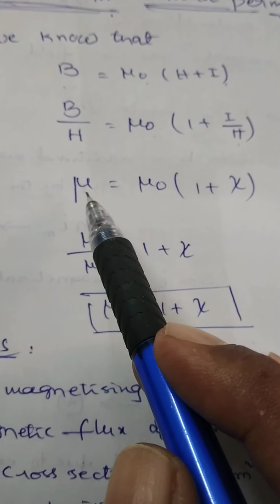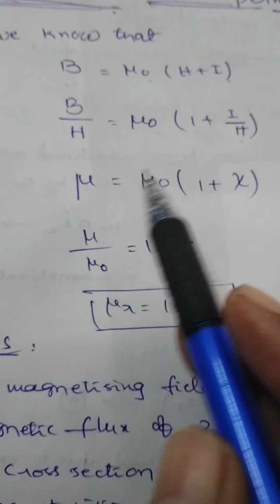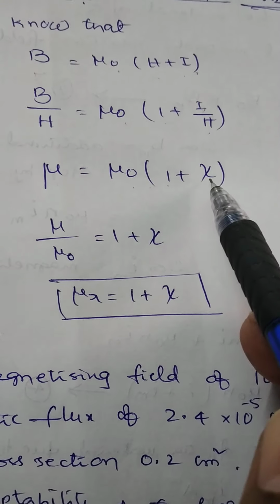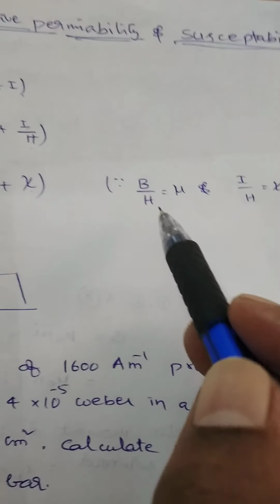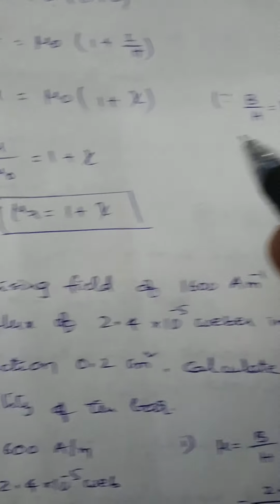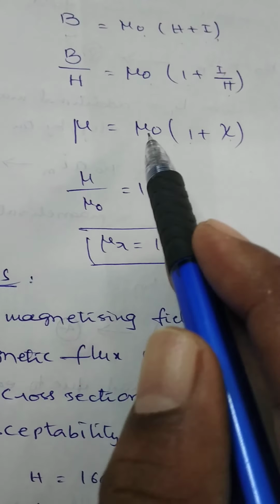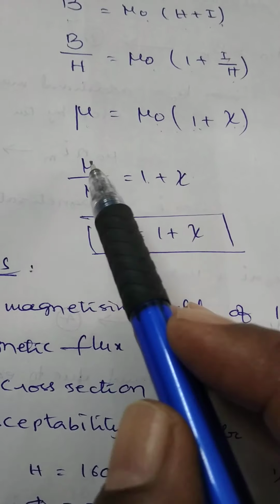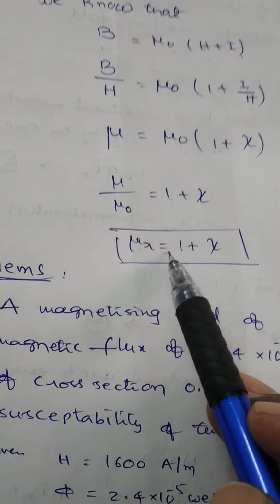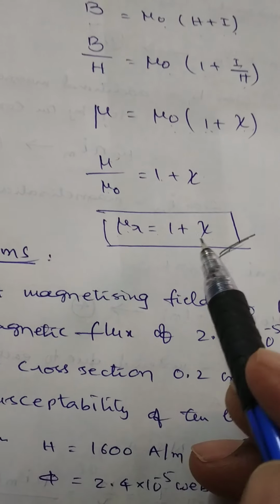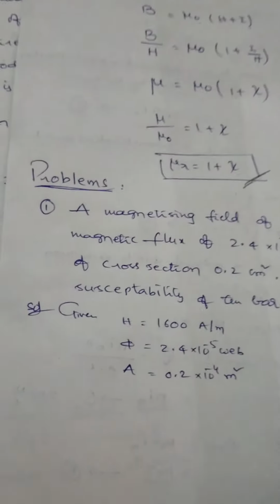B by H is equal to mu, which is equal to mu naught into 1 plus I by H, which is equal to chi, the susceptibility. Since B by H is equal to mu and I by H is equal to chi, therefore mu is equal to mu naught into 1 plus chi. Mu by mu naught, which is mu r, is equal to 1 plus chi. This is the relation between relative permeability and susceptibility.